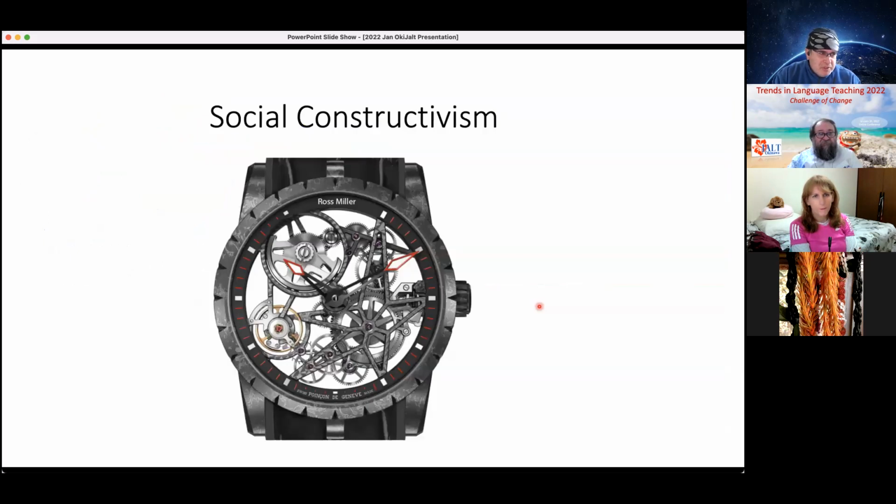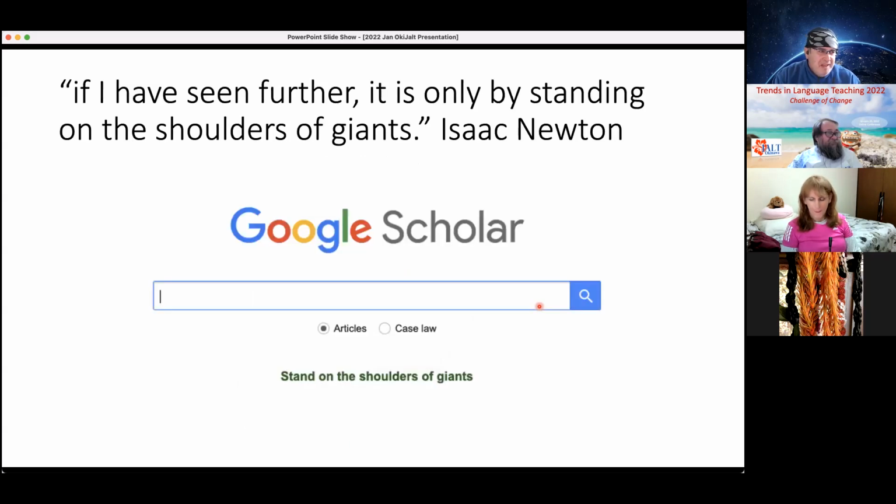And finally, social constructivism: people working together to do things beyond what they can do by themselves. Here with the watch example, someone needs to make the cogs, make the band, put it together, and understand all that control. That might be beyond one person's capability, but a group together can do that. And this is not a new idea. Isaac Newton, I think, said something along the lines of, if I've seen further, it's only by standing on the shoulders of giants. We see that in the way society keeps moving forward. We don't have to reinvent the wheel every generation. We build on what's already known.